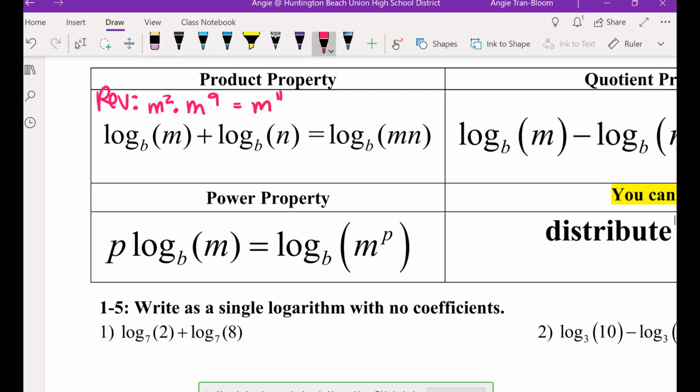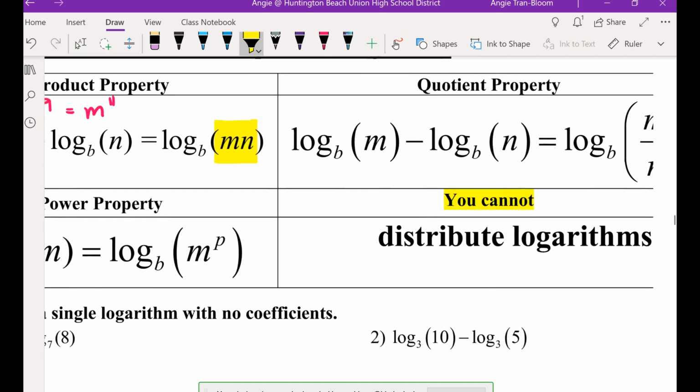What did you guys do there with the powers? We added. Log is the inverse of exponential, so we're just going to go backwards. If we are adding log, what do we do when we see logs as being added? We multiply, okay? When the bases of logs are identical and it's an addition, then we may write it as a multiplication of log.